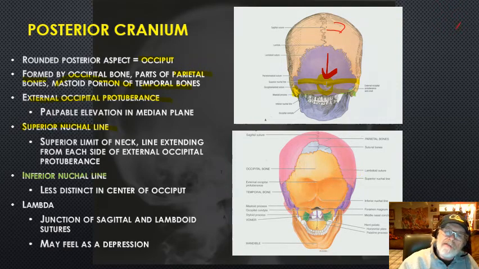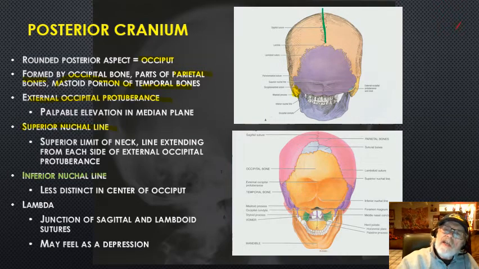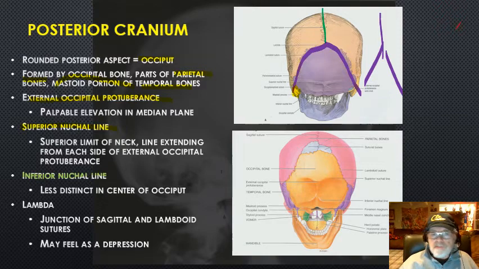Let's get rid of that stuff. What we also have back here is called the lambda. And the lambda is basically a junction of the sagittal and lambdoid sutures. The sagittal suture comes right down the middle. And then the lambdoid sutures come down this way and this way. It creates something that looks like a Greek letter lambda. So that's called the lambda, basically a junction of the sagittal and lambdoid sutures that come together.